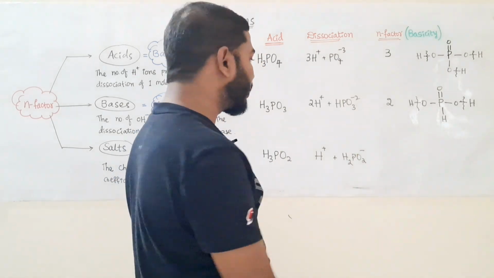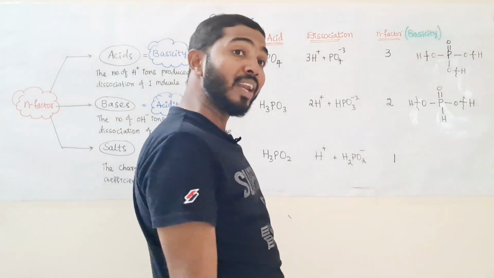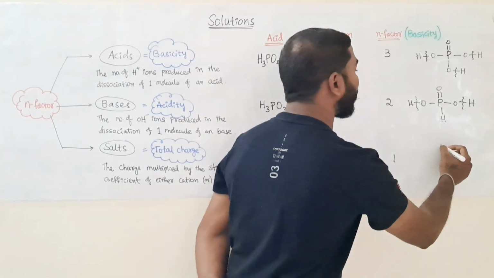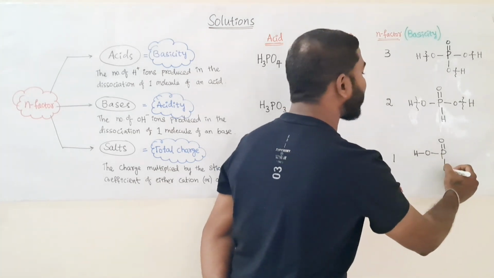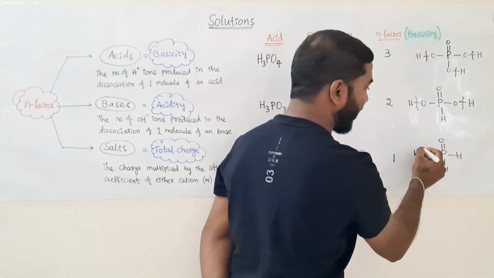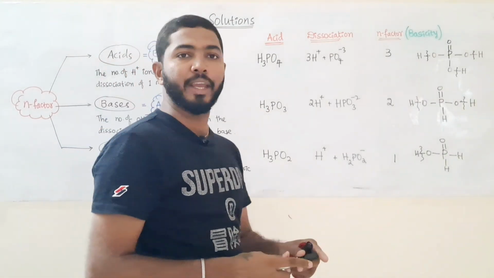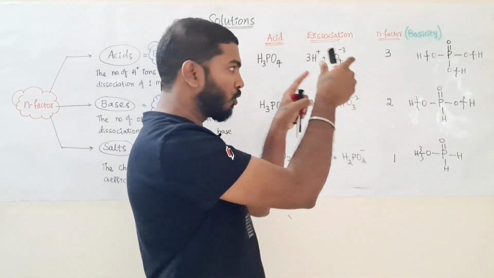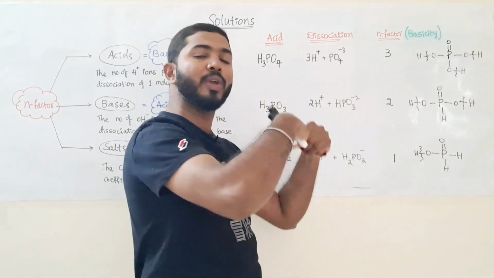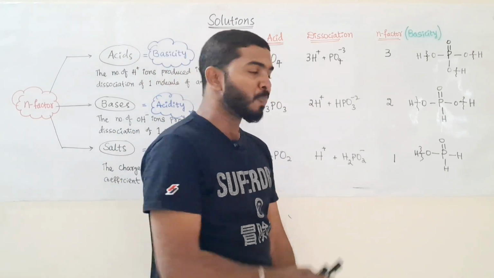Then next, H3PO2, hypophosphorous acid. Out of those 3 hydrogens, only 1 hydrogen is going to undergo dissociation. It is going to give us H2PO2 minus. So the N factor is only 1, which means that in the structure of hypophosphorous acid, only 1 hydrogen is directly attached to oxygen. Hence, only that can undergo dissociation. Hope it is clear. So these are a few examples we can discuss in the case of the N factor of acids.